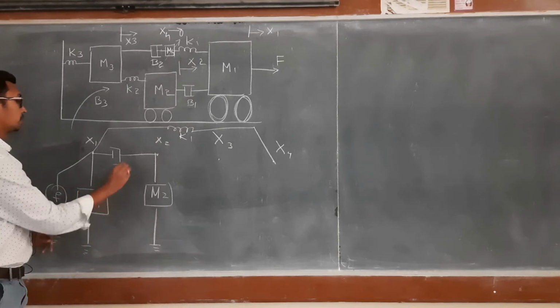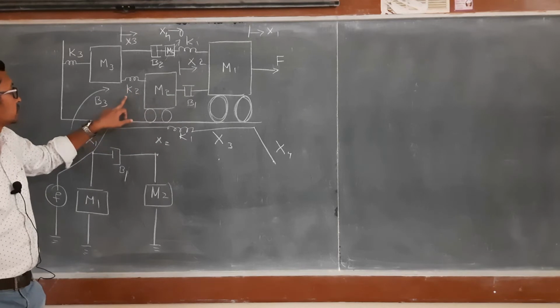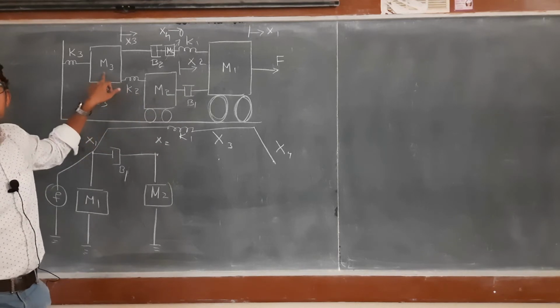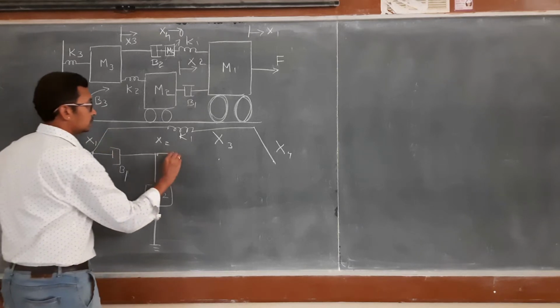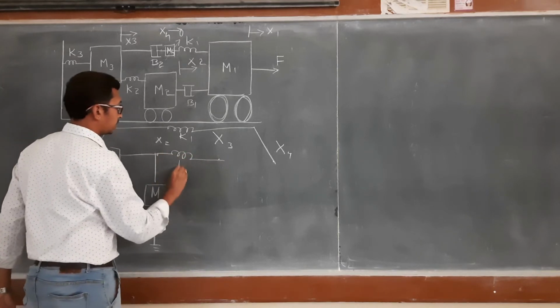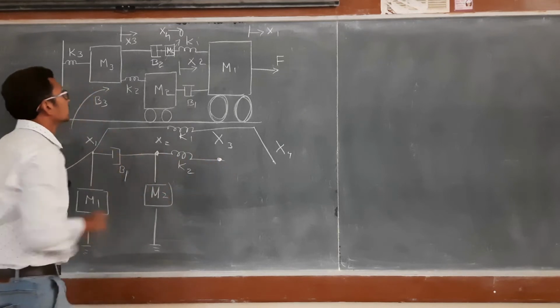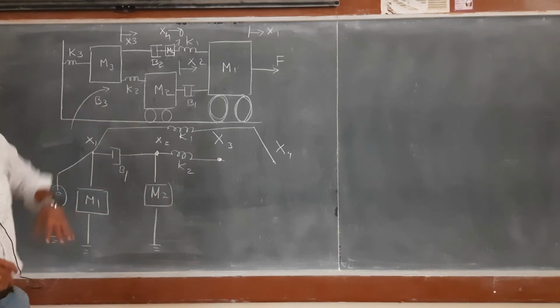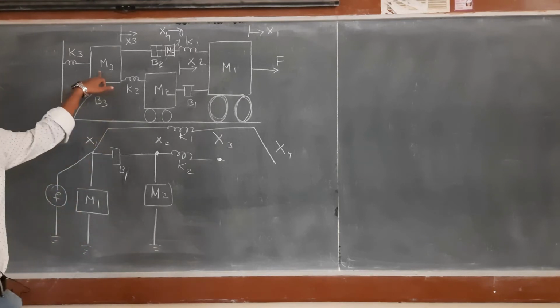So this is not a B2, this is a B1. Next, what else is there? K2 is there. K2 is between node 3 and node 2. So this is a K2, node 3 and node 2. Next, what else is there? That's all. Okay, so next one I am going to consider node number 3.